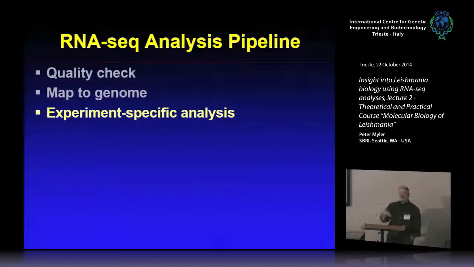So one way around it, if you want to avoid that, is to sequence each library at very low coverage on a MiSeq machine and just get a couple of 100,000 reads, which is good enough for quality checking.